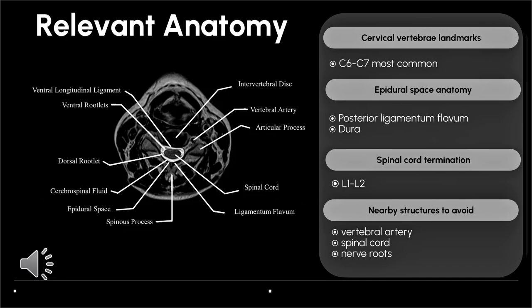Key structures to keep in mind are the spinal cord, the nerve roots, and the vertebral artery. Most injections are performed at the C7-T1 interlaminar space because the epidural space is widest and safer here. The ligamentum flavum and dura are critical landmarks. Always remember, the spinal cord extends more caudally in the cervical region, so the margin for error is much smaller than in the lumbar spine.